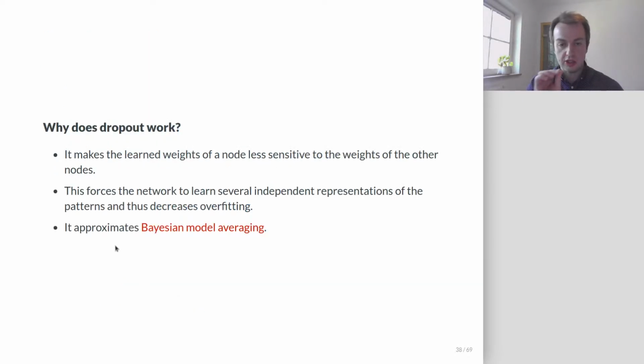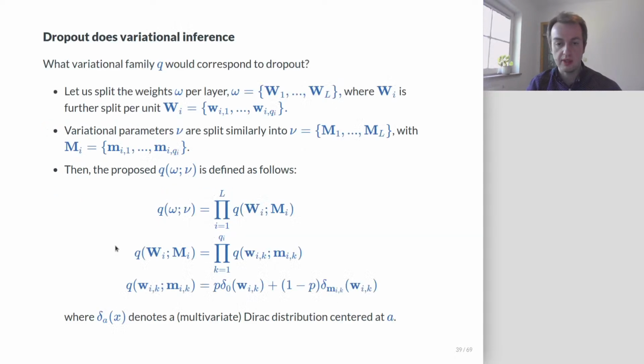Okay, so this was for the intuitive explanation. I just said that it was doing something similar to Bayesian model averaging. Actually, and this is quite a nice result, I believe, it is doing Bayesian model averaging, and this is what we show: that dropout is actually doing variational inference in the way we've defined it earlier.